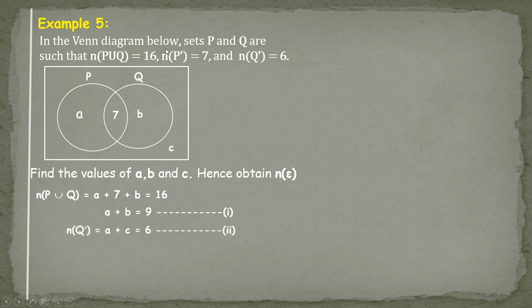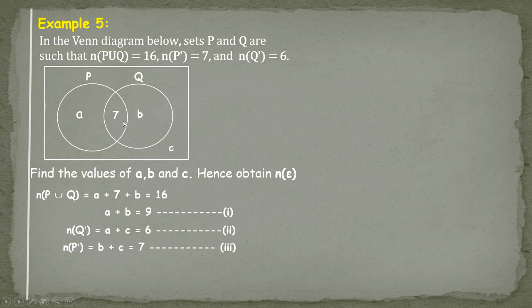Now outside Q, the number of Q complement, this is set Q. Now outside Q, what do you have? You have A and C. Those are equal to 6. More information, outside P is 7. If this is P, now outside P is 7.